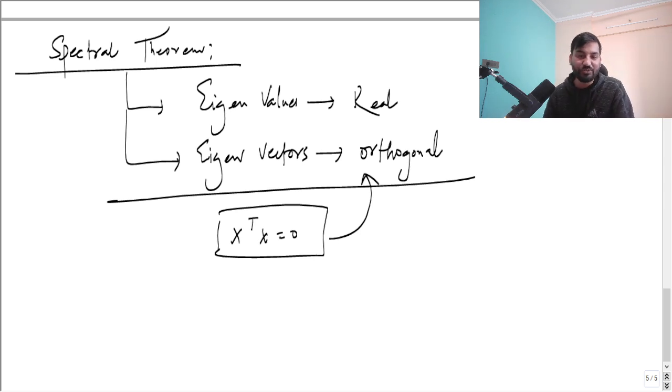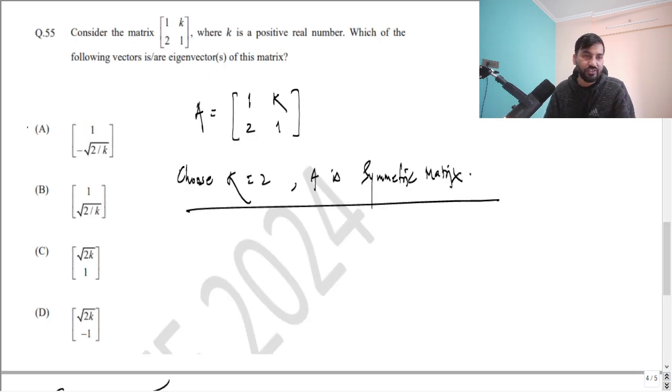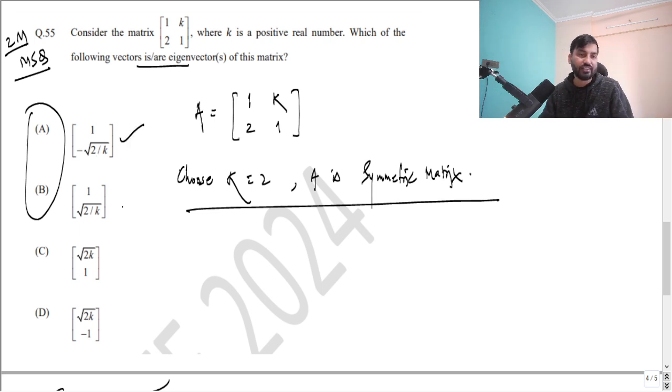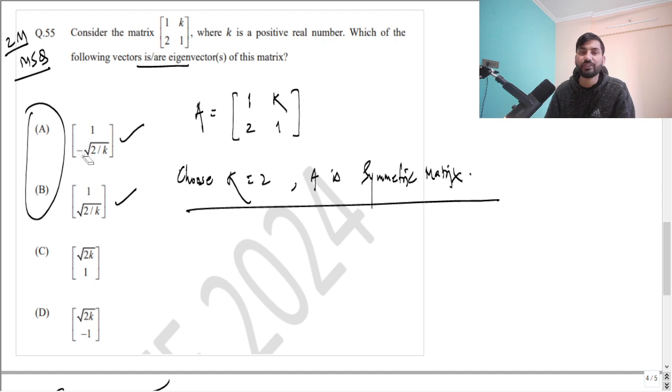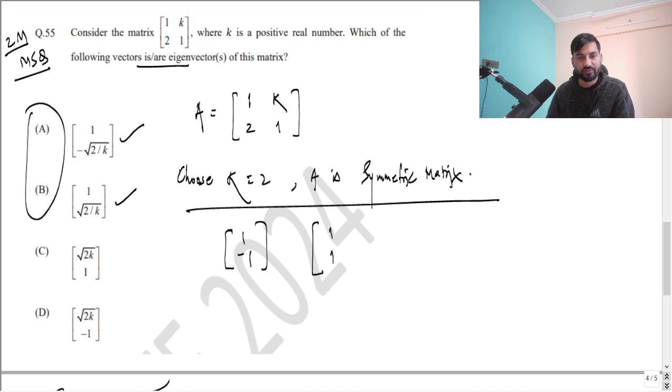Now you can go to the options. There is no need to solve this question again. Since it is an MSQ question and a 2 mark question, if you choose these two options and take one as an eigenvector, and the other as an eigenvector, then take the dot product of these two. Because k equals 2 you have to put here, so this becomes (1, -1) and this is (1, 1). These are the two eigenvectors. If you take the dot product, 1 minus 1 is 0.